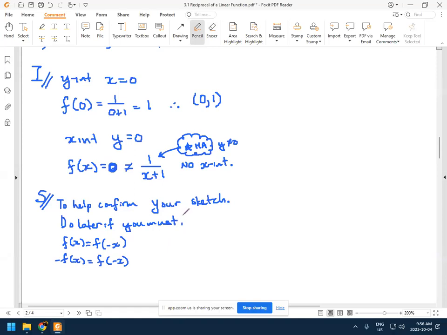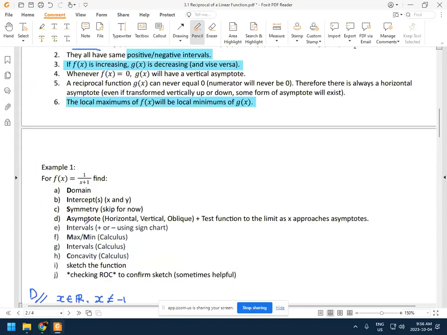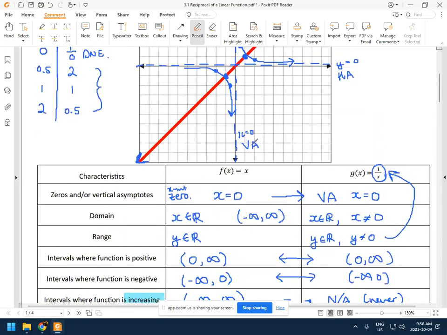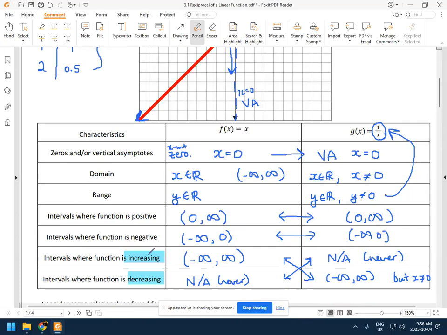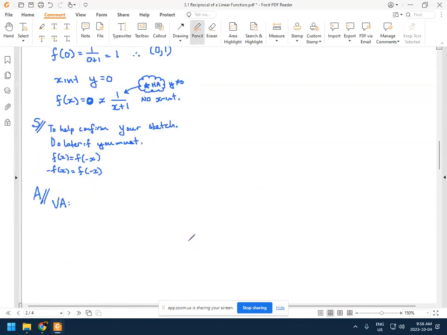Next, asymptotes. So this requires a little bit of thinking. What's the vertical asymptote, based on what you've seen here? When did I get a vertical asymptote? What does the vertical asymptote correspond with? The x-intercept before. Vertical asymptote. Remember that x cannot equal -1. Therefore, the vertical asymptote is at x equals -1.